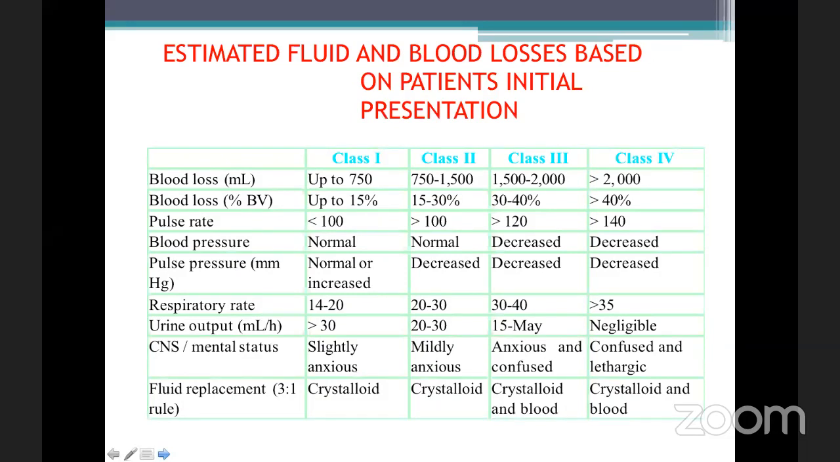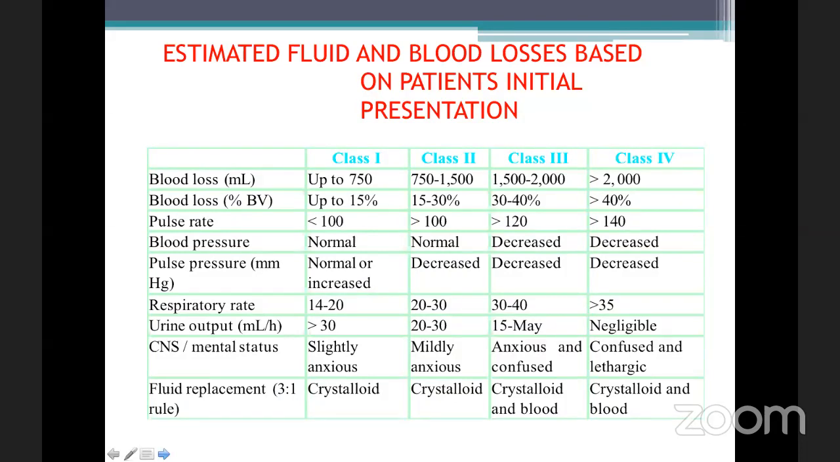For this slide, you can take a snapshot of it. How do we classify hypovolemic shock, like class 1, 2, 3, and 4? Essentially, first we will have a pulse rate that is less than 100. If the blood loss is up to 15%, the BP will be normal. But as the blood loss goes up to 30 to 40%, like in a class 3 shock, your pulse rate goes above 120. That is a significant tachycardia, and your blood pressure is reduced. Up to this point there is compensation, so the body is in a compensated form.